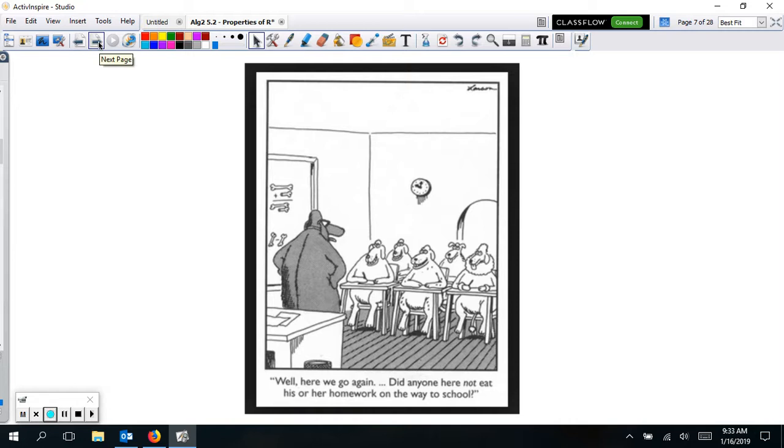So here we have the teacher at the top saying, well, here we go again. Did anyone here not eat his or her homework on the way to school? If you're not familiar with Far Side, that's a Far Side cartoon.